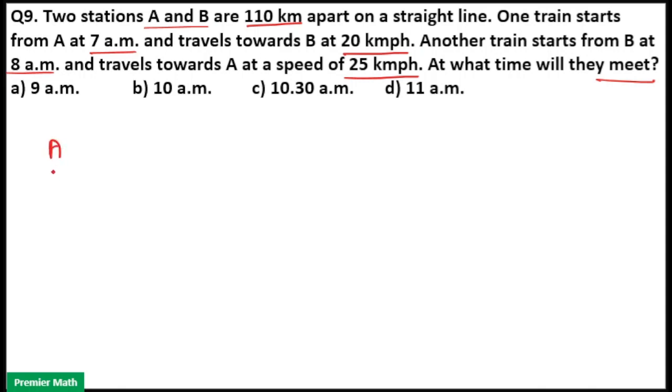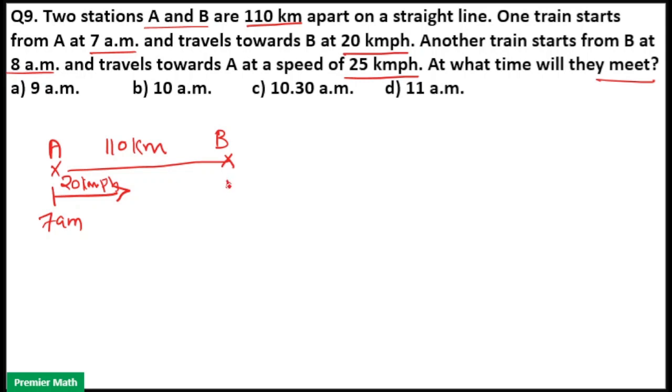Here, two stations A and B are at a distance of 110 km. And from station A a train starts at 7 am and it is traveling towards B at a speed of 20 km per hour. And from station B, another train is traveling towards station A with a speed of 25 km per hour at 8 am. So we need to find out the meeting point of these two trains.